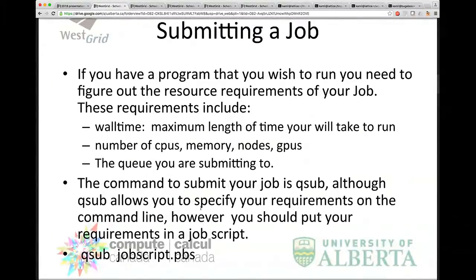So submitting a job. If you have a program or a simulation that you wish to run, you need to figure out what are the resource requirements of your jobs. So these requirements include wall time, just the maximum length of time your job will run, the number of CPUs, memory, nodes, GPUs that it will require, and on some systems, the queue that you are submitting to.